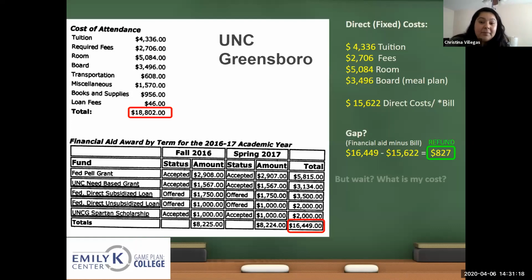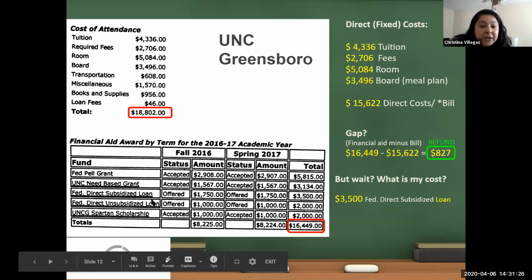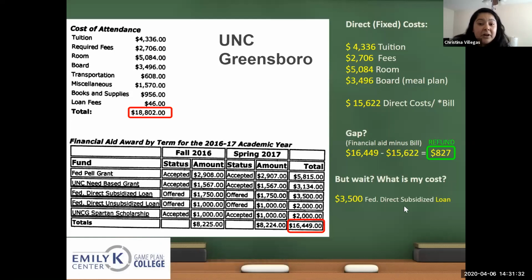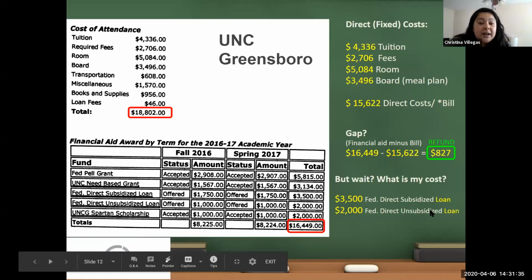But wait, what is my actual cost for this school? If you look clearly or deeply at this financial aid award that's given, you can see a subsidized loan for $3,500 and an unsubsidized loan for $2,000. So that's a total of $5,500 in loan money. So that's giving me my net cost. Net cost may come up in some of your paperwork. That's your billed amount and your borrowed amount. So what's my bill and what's my money that's borrowed?